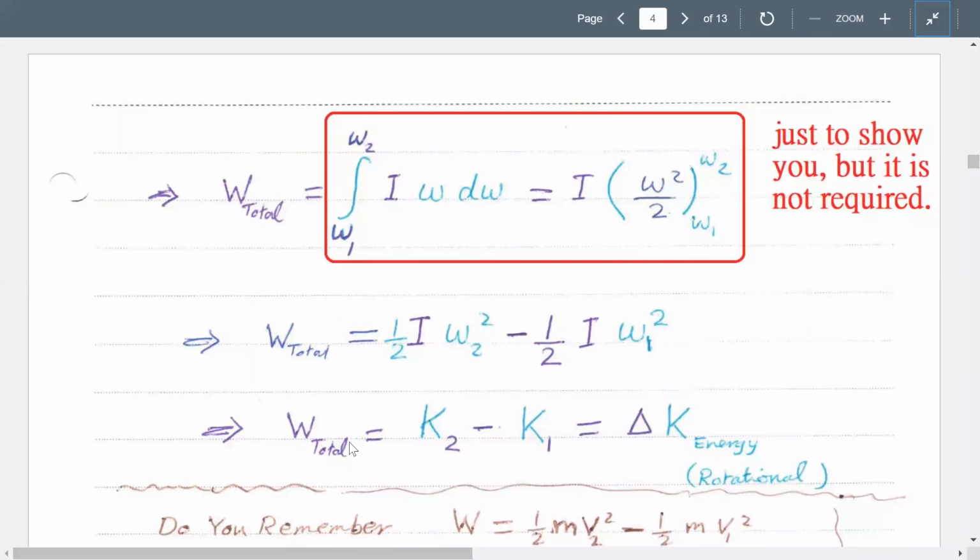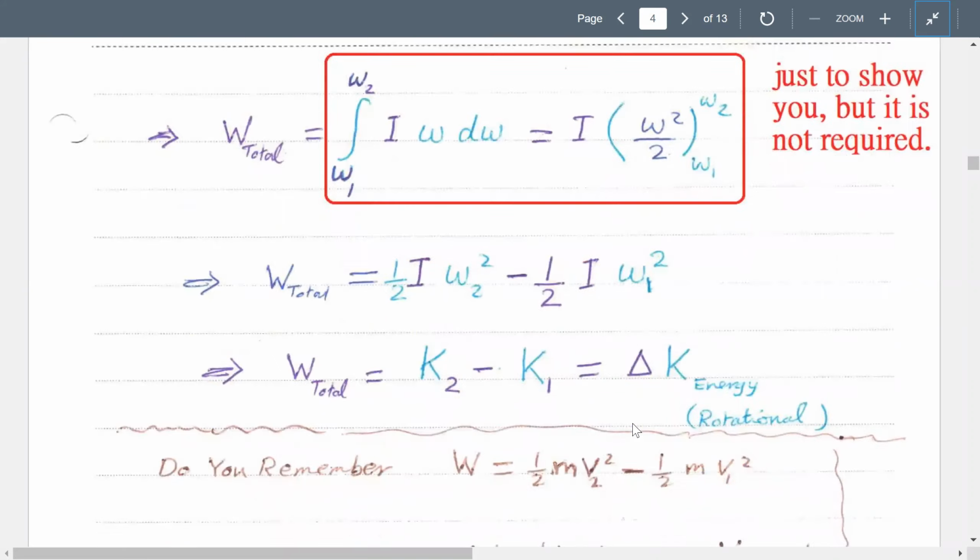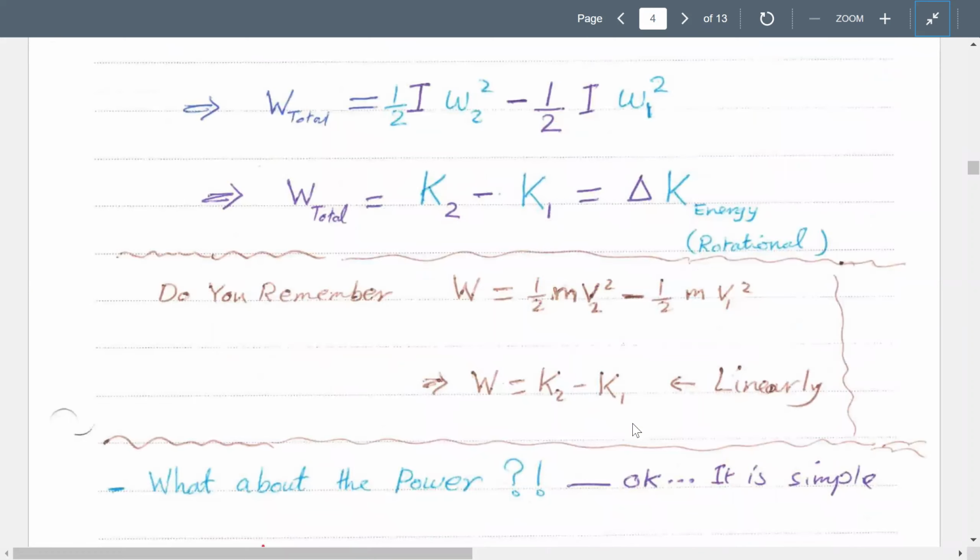Okay, now the work is equal to the change in kinetic energy. Again, just like what we saw in the previous week. It is the work-energy theorem. The work is equal to the change in kinetic energy. You solve questions in the exam about this. Look, this is the previous week's relation: the work is equal to the change in kinetic energy, 1/2 mv squared.